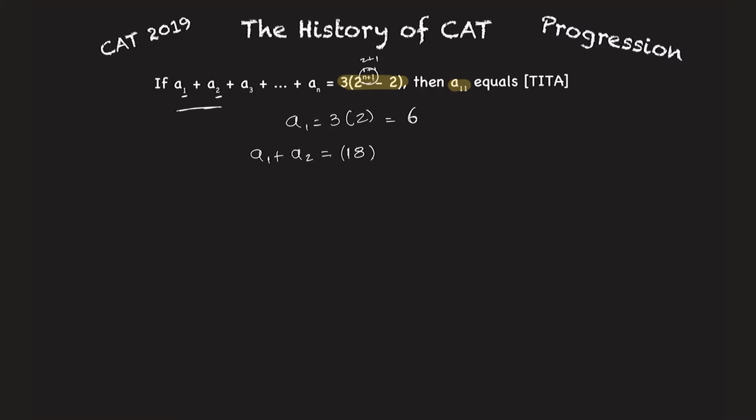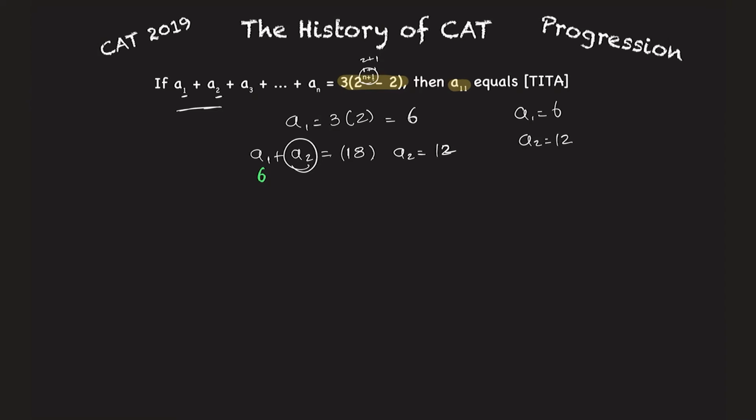But what do I already know? That A1 is equal to 6. So right here A1 is equal to 6. So what do you get A2 as? A2 comes out to be 12, because 18 minus 6 is 12. So I get a pattern here which says A1 is equal to 6 and A2 is equal to 12.